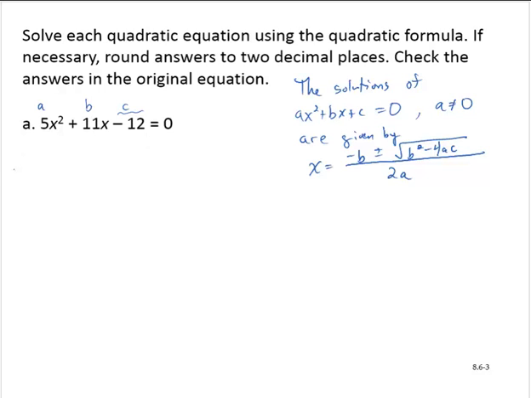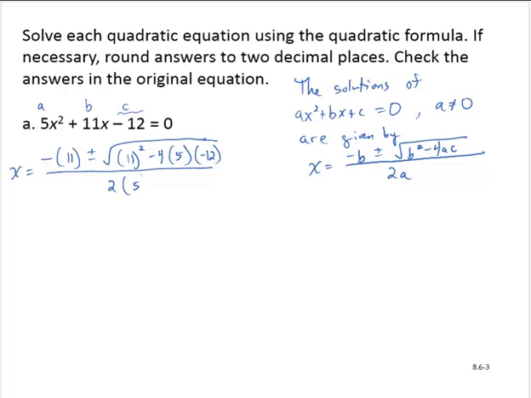So then the quadratic formula tells us that x would equal negative 11. Notice how I'm substituting in parentheses. Plus or minus square root. Substitute 11 squared, minus 4, substitute 5, substitute negative 12, all divided by 2, substitute 5. Every time you substitute, let's put in parentheses just to be safe.